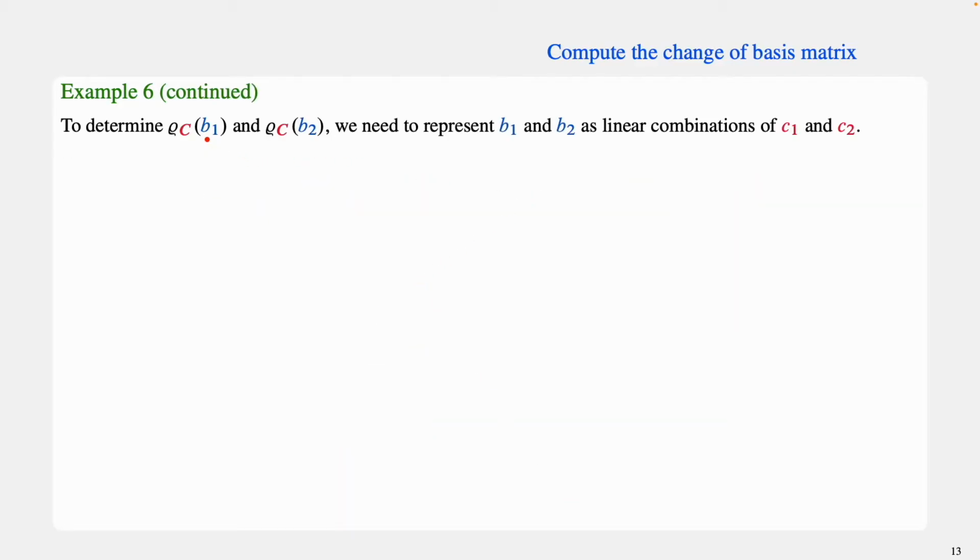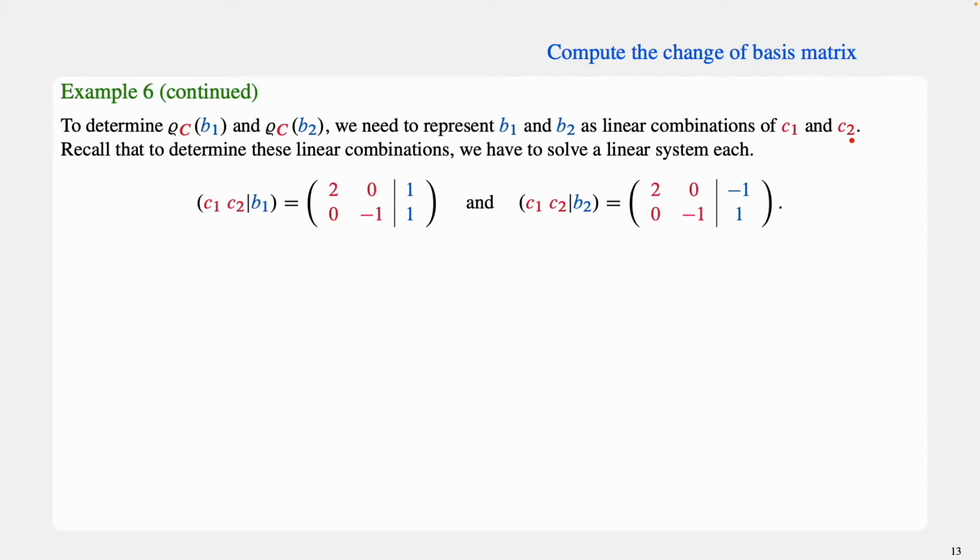And in order to do that, we must express B1 and B2 as linear combinations of the vectors from the other basis, C1 and C2. And we already learned in the previous chapters how to do this. We need to solve a linear system for each of these two vectors, B1, B2. So that means we have a matrix whose columns are C1 and C2, and on the right-hand side, we have B1. And the solution that we would get from this linear system would be the coefficients of a linear combination that expresses B1 as a linear combination of C1 and C2.